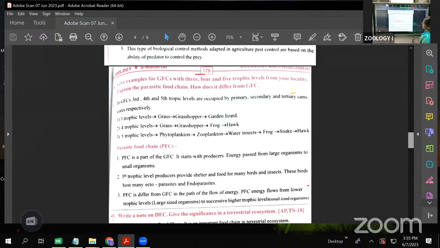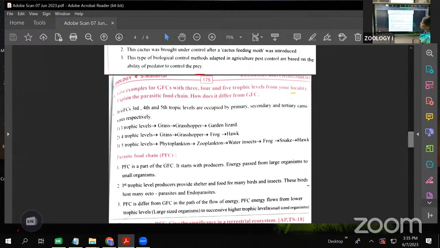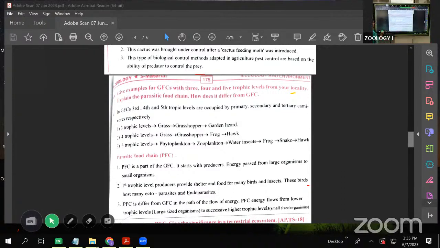Already in the long answer question we discussed the grazing food chain and the detritus food chain. One more time, you listen here. GFC means the grazing food chain. It starts with the grass or the trees. That's why we call it a grazing food chain.